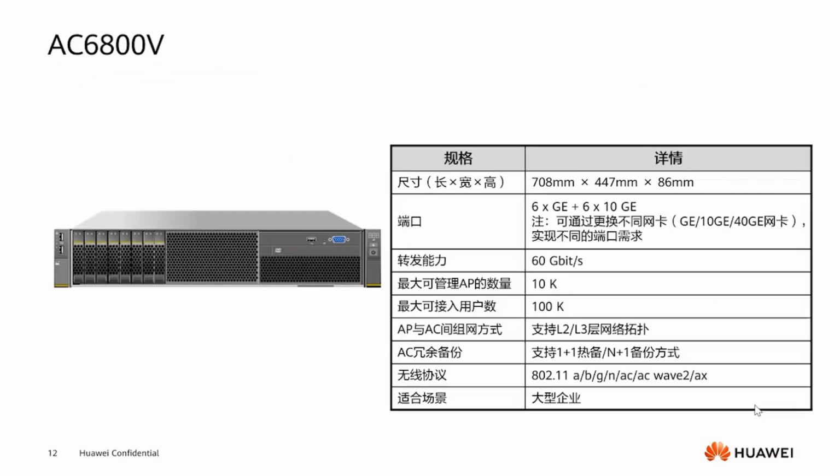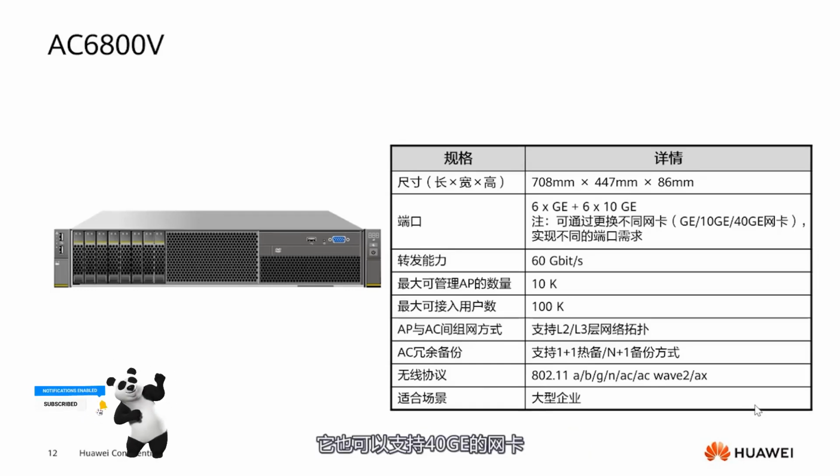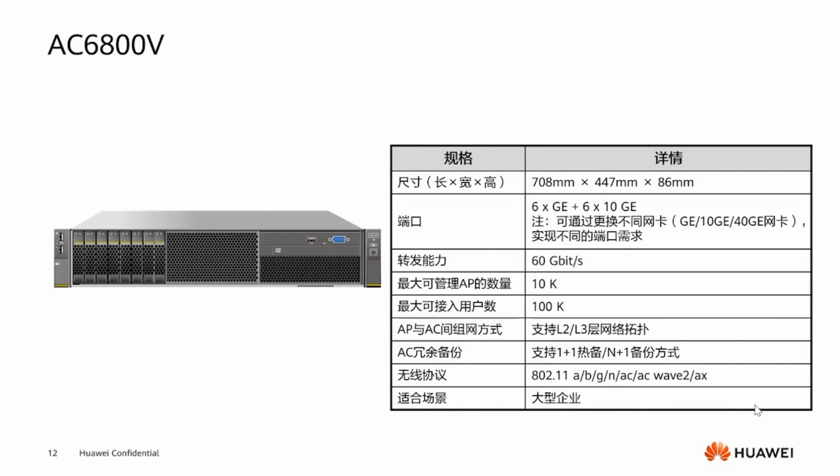First, let's look at the AC. Starting with the AC, first, we have the AC6508V. It looks very impressive, right? It's similar to a server, and it can accommodate hard drives. Firstly, it has a 2U size. Ports include 6GE, 6 10GE. Of course, it can be equipped with different network cards to match high traffic. It also supports 40GE network cards. If your traffic is very high, of course, you can choose 40GE.